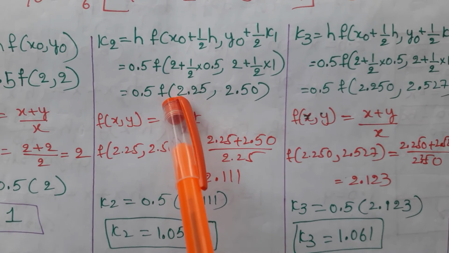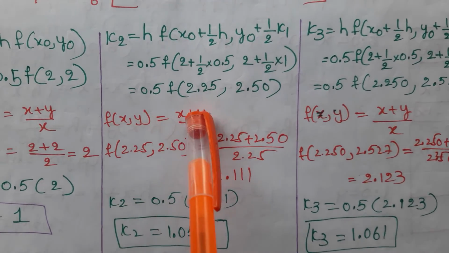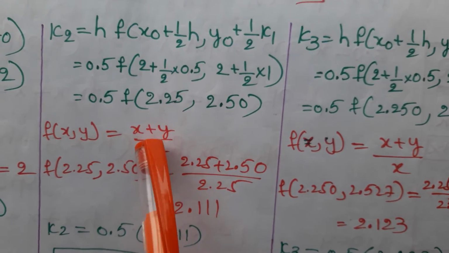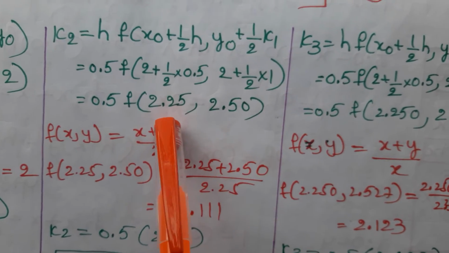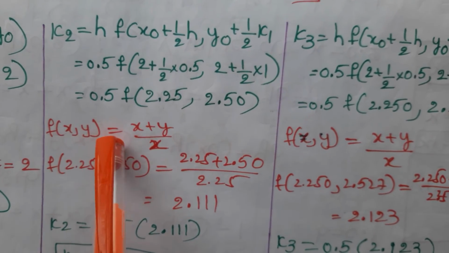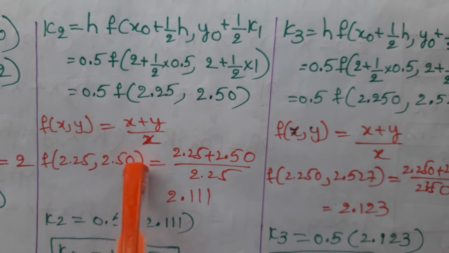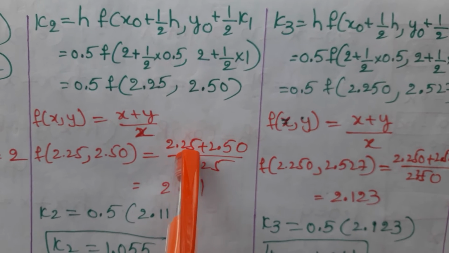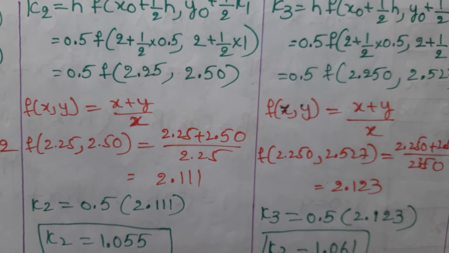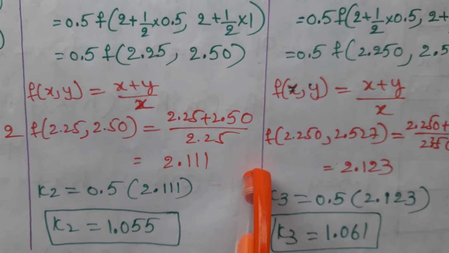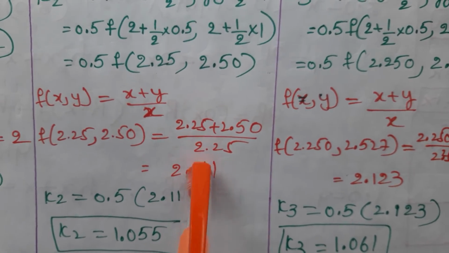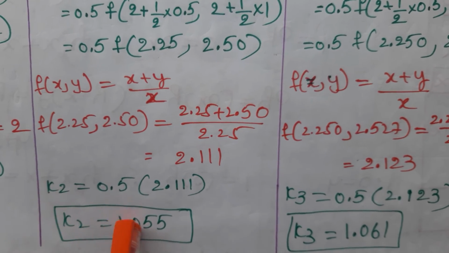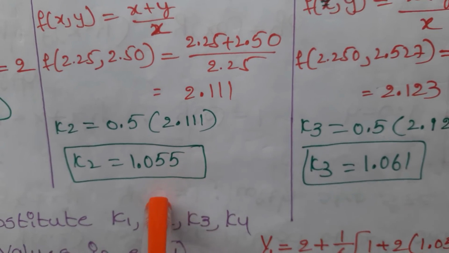Here this is in the form of f of x comma y, and f of x comma y is (x plus y) by x. So f of 2.25 comma 2.50 is equal to (2.25 plus 2.50) by 2.25, which equals 2.111. We need to substitute this 2.111 here. So 0.5 into 2.111, k2 is equal to 1.055.